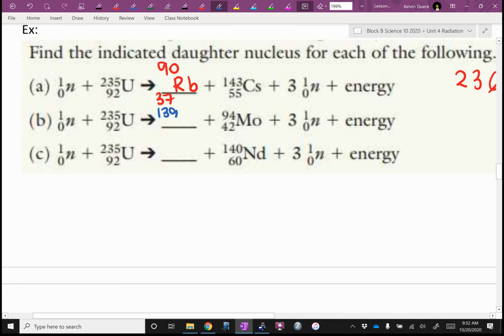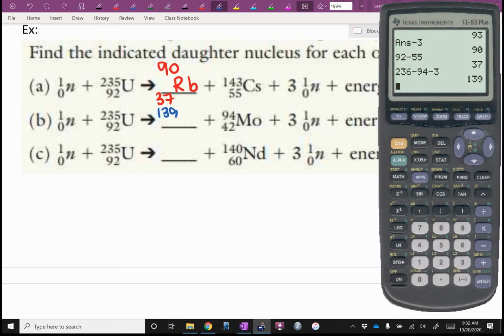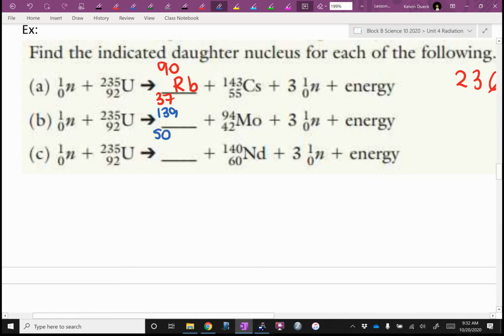Now we look at the charges. I started out with a charge of 92. Plus 0, but 92 plus 0 is still 92. What's the charge that I have to finish with? Still 92. So I've got a charge of 42 here. It's going to be 92 minus 42, which is what? And so it's going to be element number 50. Tin? SN? I can never remember that symbol. Okay.